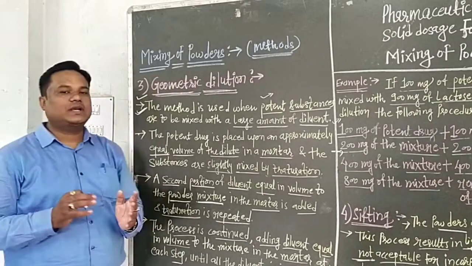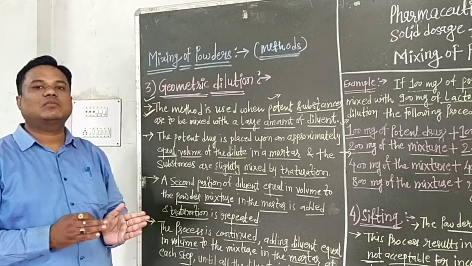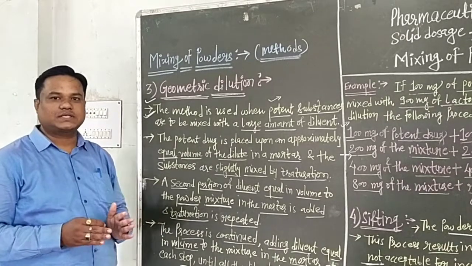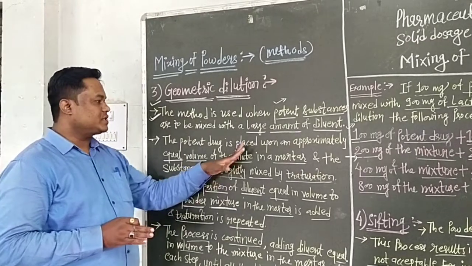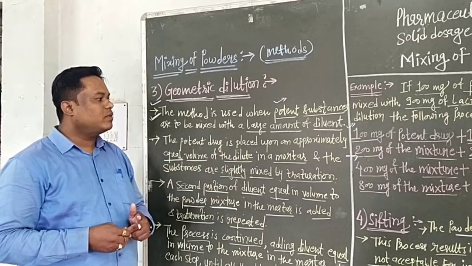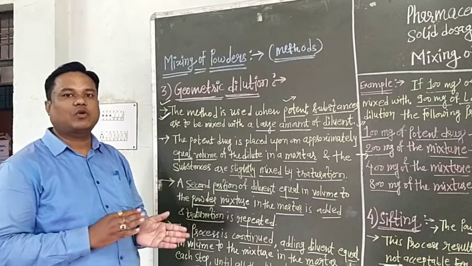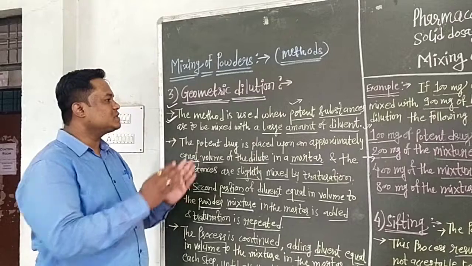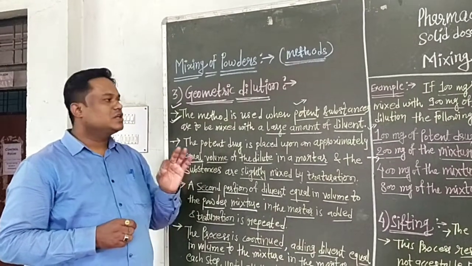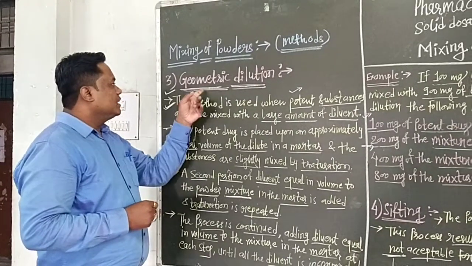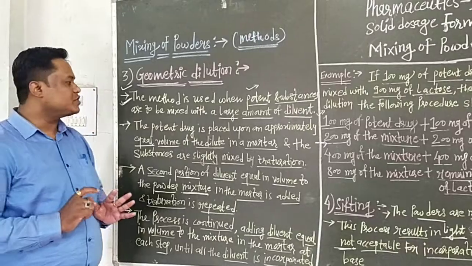What do you mean by geometric dilution? Geometric dilution is a pharmaceutical process in which a small amount of potent drug or powder is mixed with an appropriate amount of diluent, to ensure equal distribution of the powder by properly mixing the small amount of potent drug with the appropriate amount of the diluent. This is called geometric dilution. Geometric dilution gives an equal distribution of the powder mixture.